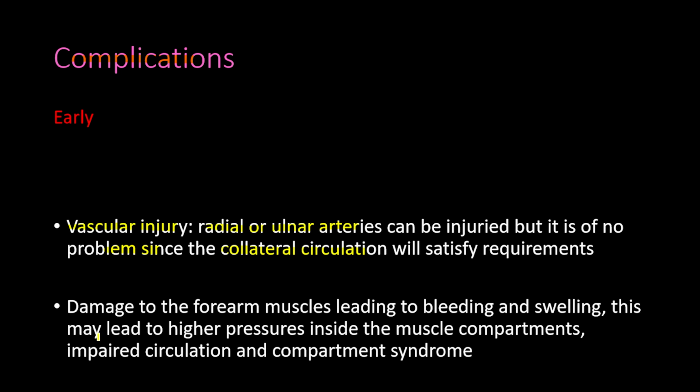The third complication is the compartment syndrome. This is very important to look for because it might end up with amputation. So damage to the forearm muscles leads to bleeding and swelling, and this may lead to higher pressures inside the muscle compartments, impaired circulation, and would end up in a compartment syndrome.